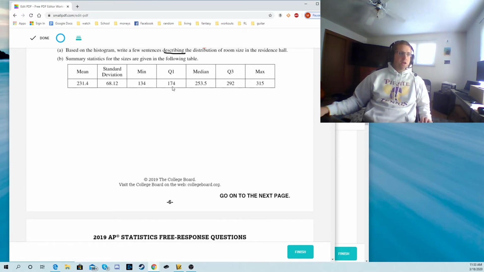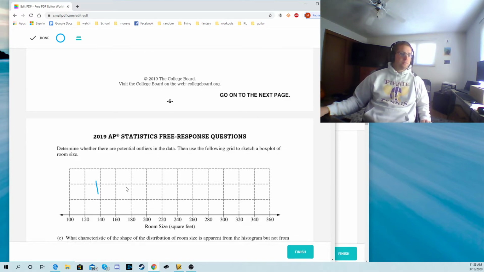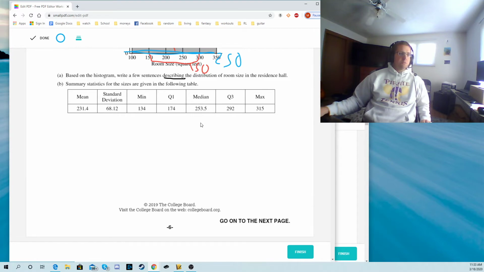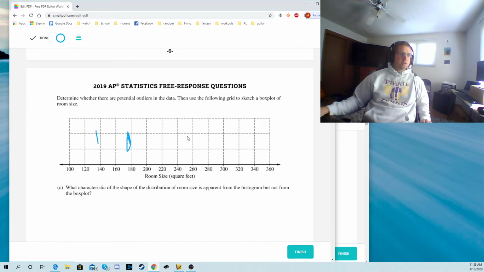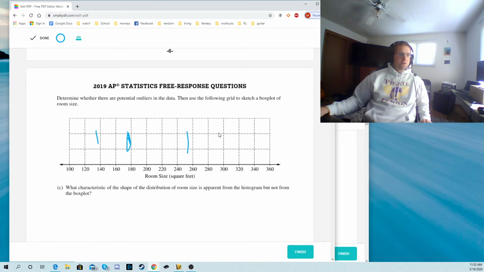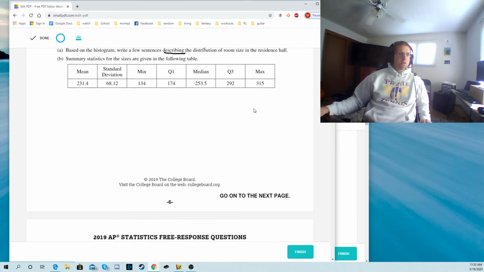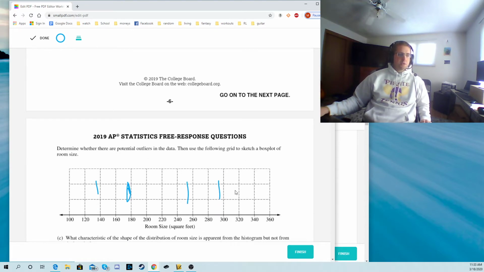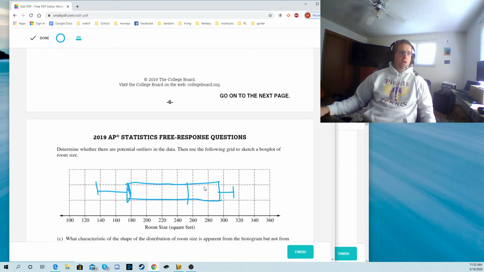Q1, it's the first quartile, it's 174. That's one of the lines. Median, 253, somewhere right here. Q3 is 292. And 315 is the max. And so you can make your box and whisker plot. Now, this works great if there's no outliers, but if there is an outlier, you would have to have it as a dot on the outside somewhere.